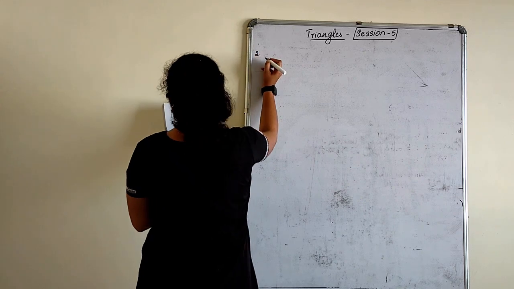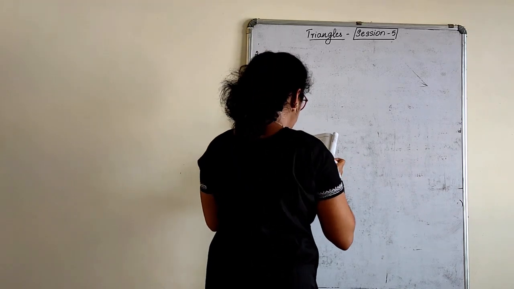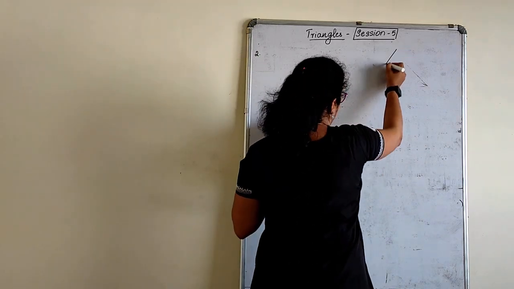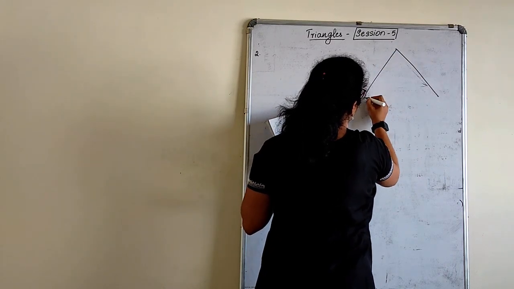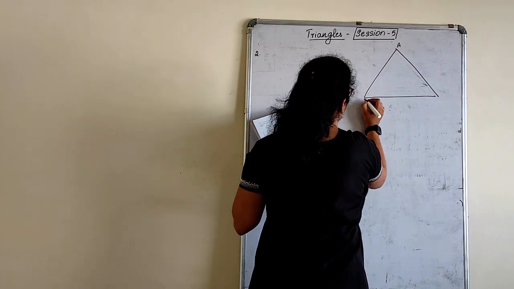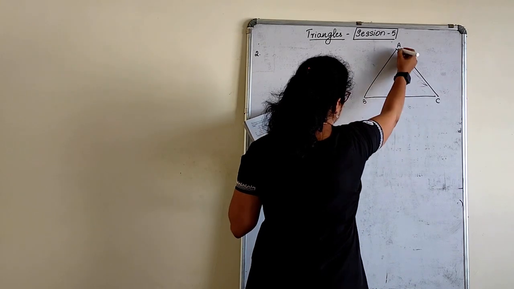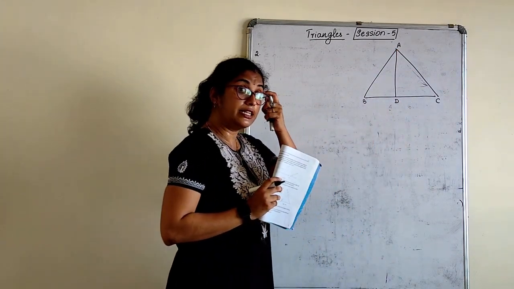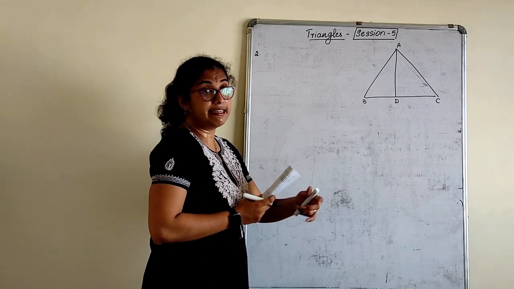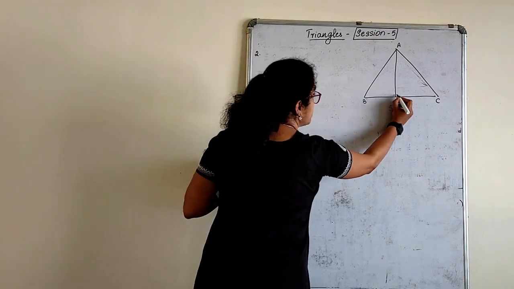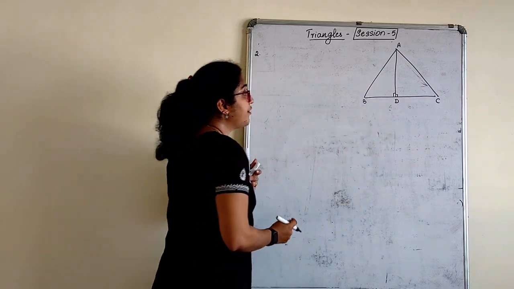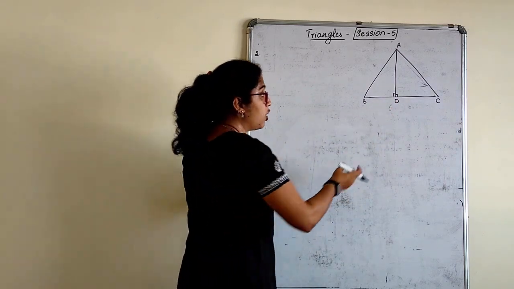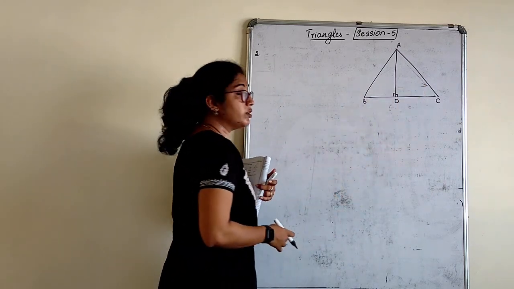Second one. AD is an altitude of an isosceles triangle. Figure is not given. Draw. So ABC is an isosceles triangle with respect to that. AD is an altitude. What do you mean by altitude? It is only 90 degree, not bisector. If AD was a perpendicular bisector, along with 90 I can also say BD is equal to CD.